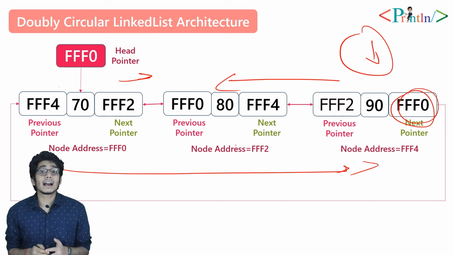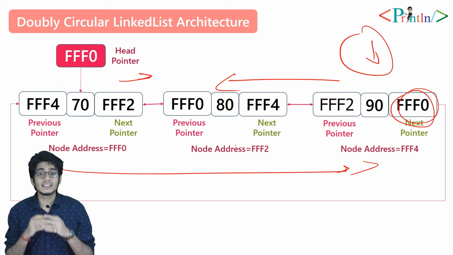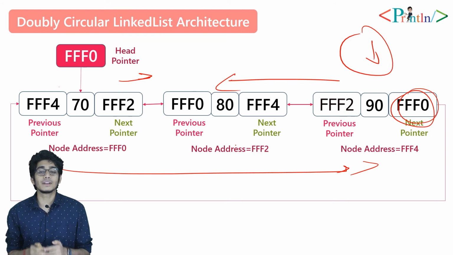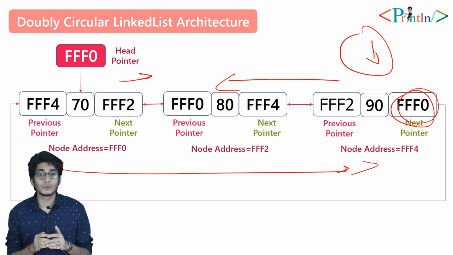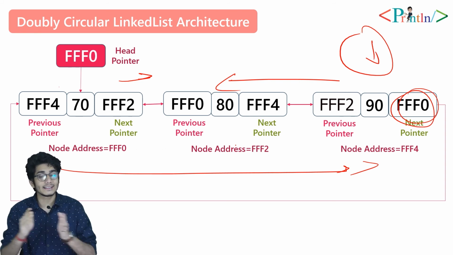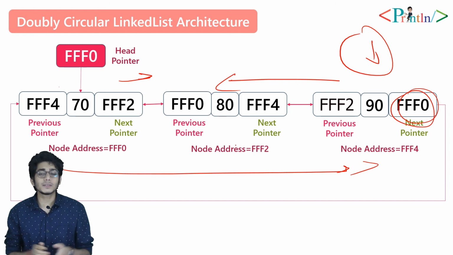So this is the basic architecture of a doubly circular linked list. In the next video we'll see how we can create a node and store it into a doubly circular linked list at O(1) time, and we'll insert that node at last and at first as well. So I think these portions are clear.